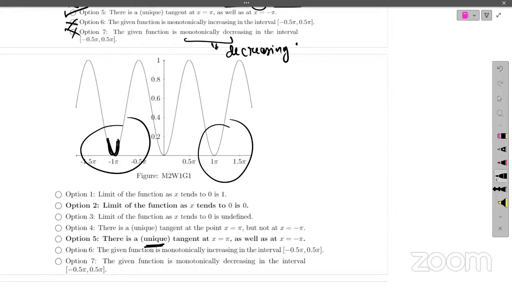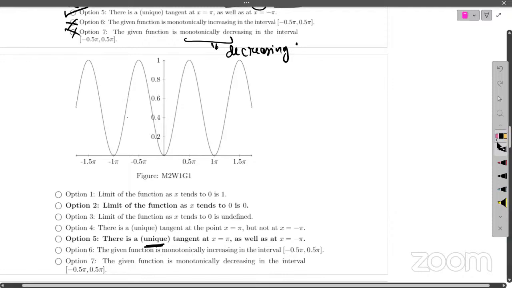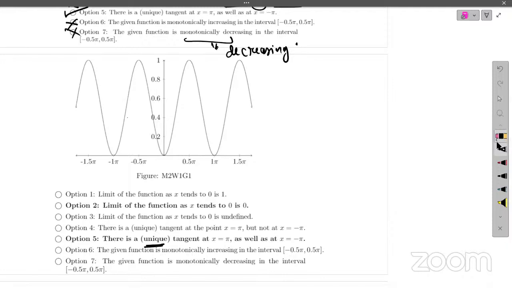And whenever we have a differentiable function at a particular point, there always exists a unique tangent. And we can explicitly calculate the equation of the tangent at that particular point. So that's the reason for uniqueness. If the function is differentiable, it has a unique tangent, correct. Okay, fine.